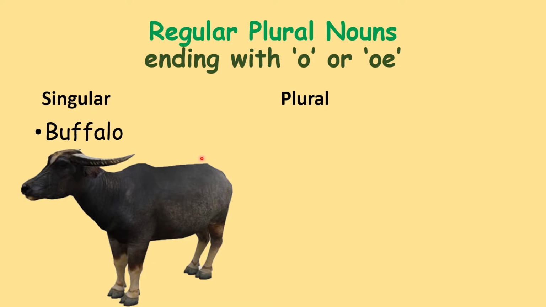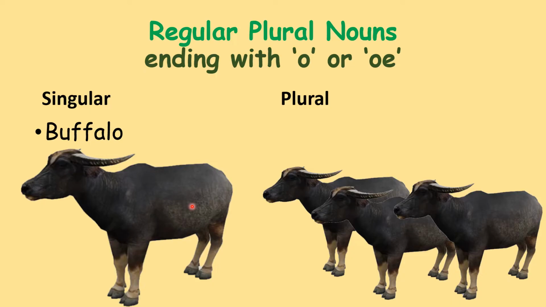Now, alright, another example of a noun that ends with the letter O. This time, we are going to be looking at the word buffalo. Repeat after me. Buffalo. Now, the word buffalo here ends with the letter O, and there is only one buffalo. Alright, so what if there are more than one?